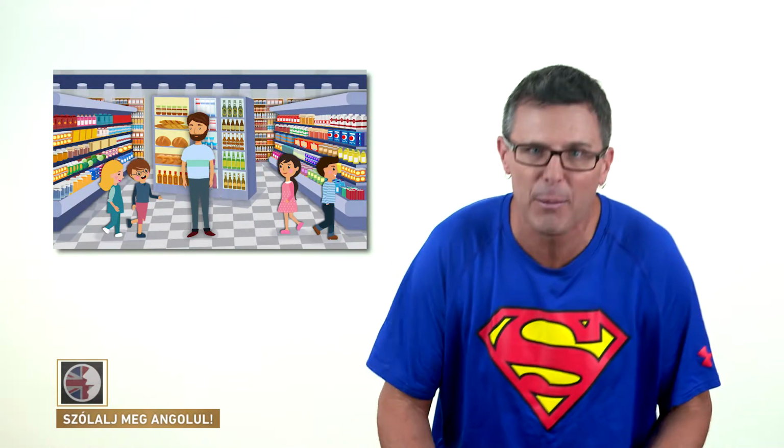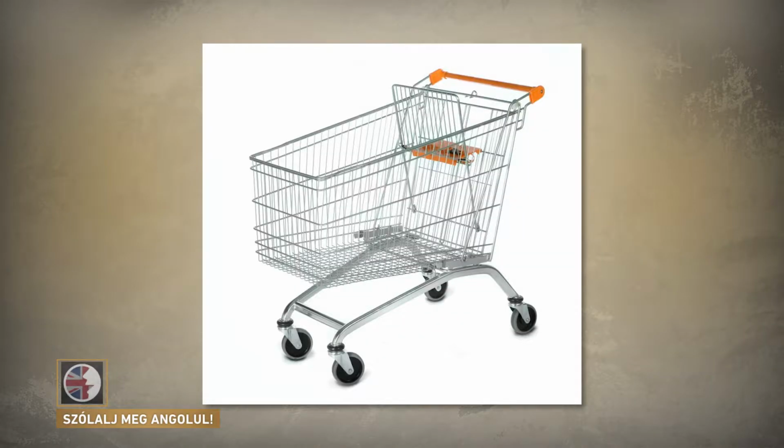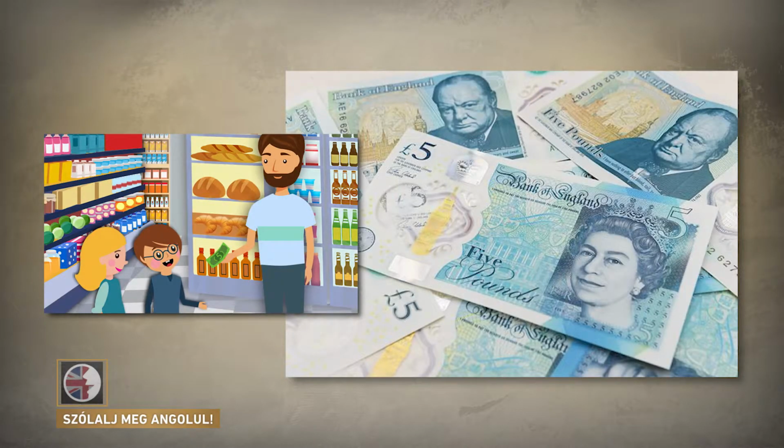Then there was another problem, wasn't there? The family needed a trolley to put their shopping in, but Alfredo only had a 50p coin, and in this supermarket you need a £1 coin to get a trolley. Alfredo gave John a £5 note and told him to get some change, a £1 coin for the trolley.